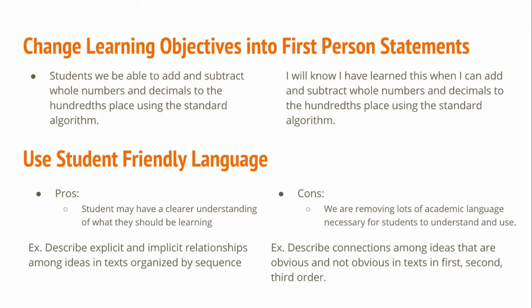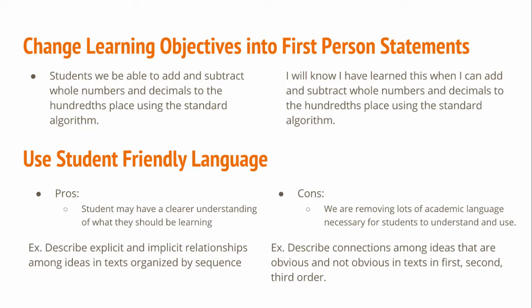We have an example here. The first example, down here to the left: describe explicit and implicit relationships among ideas in text organized by sequence. That's a really complex learning objective that we need our students to understand. So what we could do is change it, as shown at the bottom right, to: describe connections among ideas that are obvious and not obvious in text in first, second, third order. Now we still have a lot of the same concepts within that learning objective, but we have lost a little bit of the meaning.